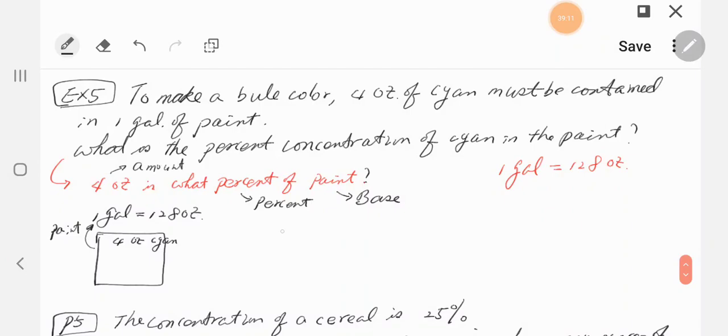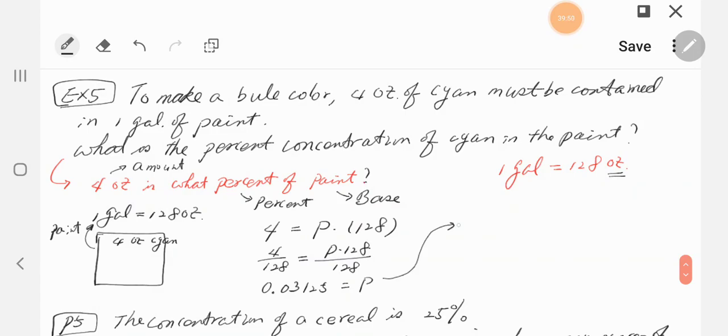So we can write an equation. 4 ounces is equal to percent times the base. Base is 1 gallon, which is 128 ounces. So we will use the same unit, ounces. Let's use ounces instead of a gallon. Then divide each side by 128. Then 4 over 128, in this case use the calculator, is 0.03125, equal to P.